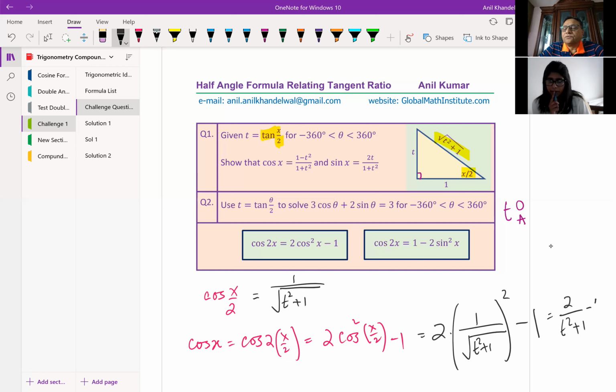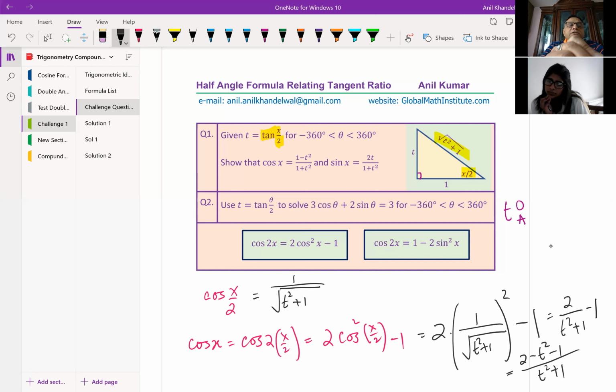Minus 1. Now you can take a common denominator. T square plus 1 is the common denominator. And you get 2 minus (t square plus 1), because that multiplies, right? All over t square plus 1. And what do you get? The expected answer, because 2 minus 1 is 1, right?